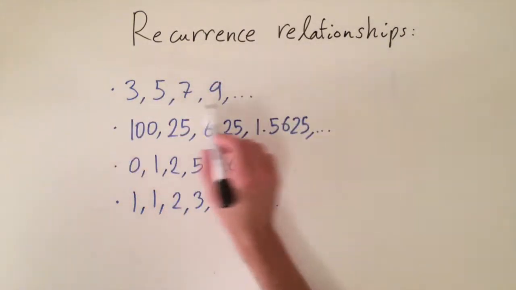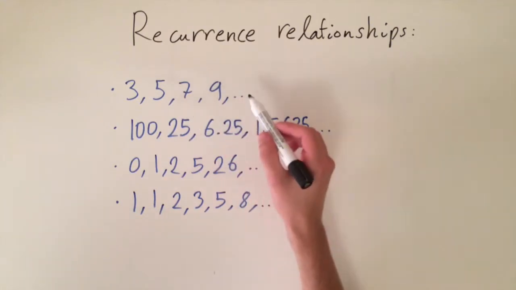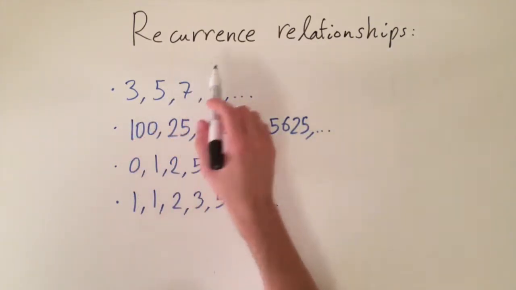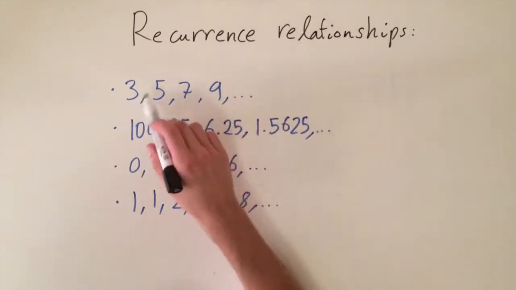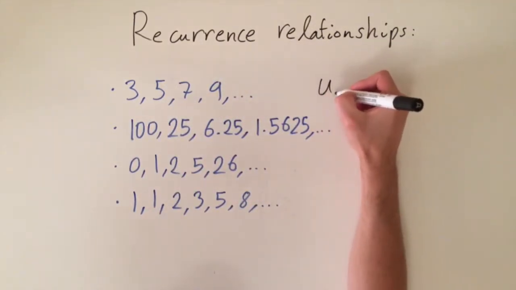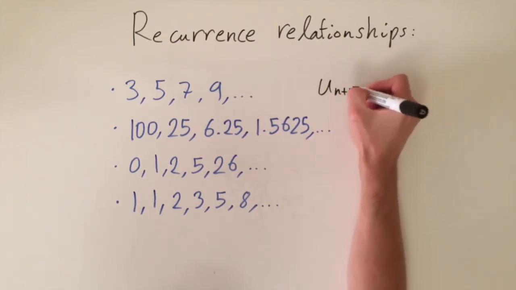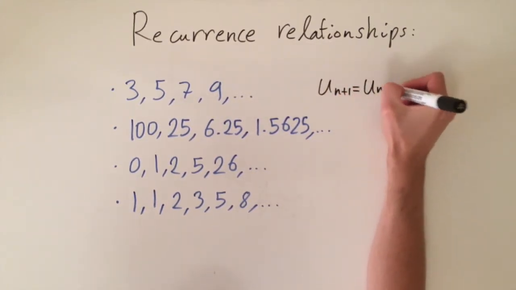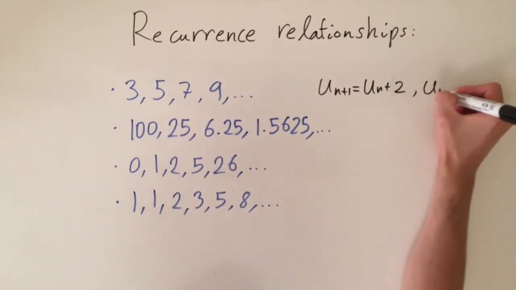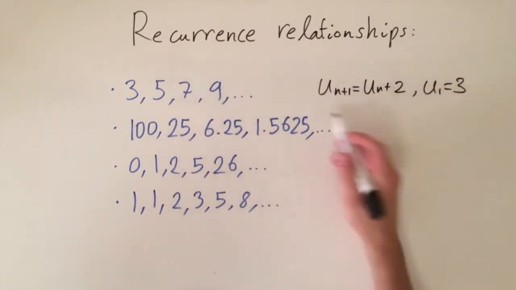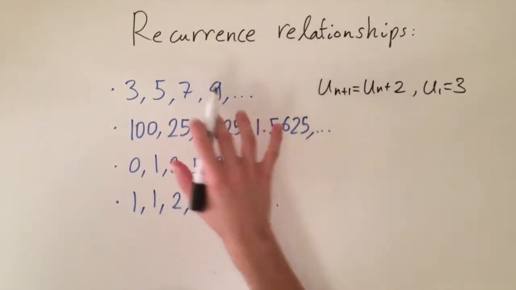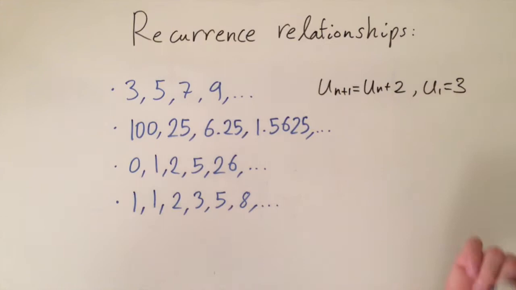For the first one, we've got 3, 5, 7, 9, and you can see that at every next term we're just adding 2. So the relationship is that we take the previous term and add 2 to it. The recurrence relationship is u_{n+1} = u_n + 2. We also need the first term, so u_1 = 3, and this is all the information that encompasses this sequence. That's quite an easy example because we're just adding a constant every time.